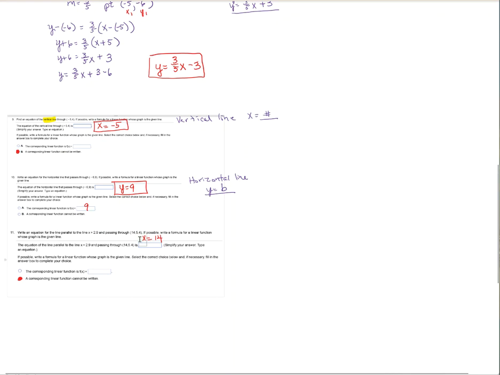14, 5.4. Write a formula for a linear function. So if it's parallel to this x equals 2.9, it's going to also be a vertical line. That's the only way it's parallel. So your equation would be x equals the x part of this one, x equals 14. But again, it's a vertical line, so we can't have a linear function to write there. We can't have an f of x equals something there.